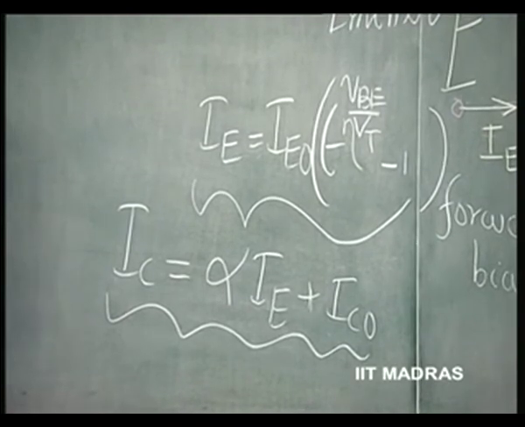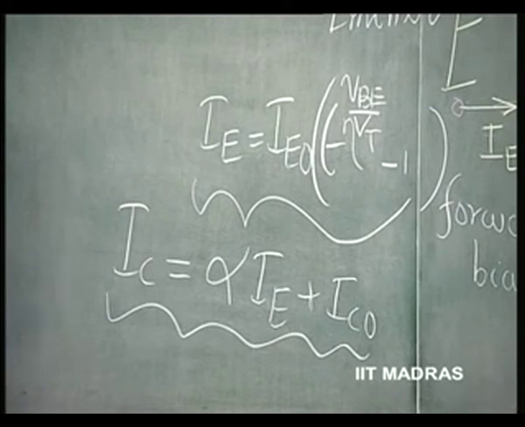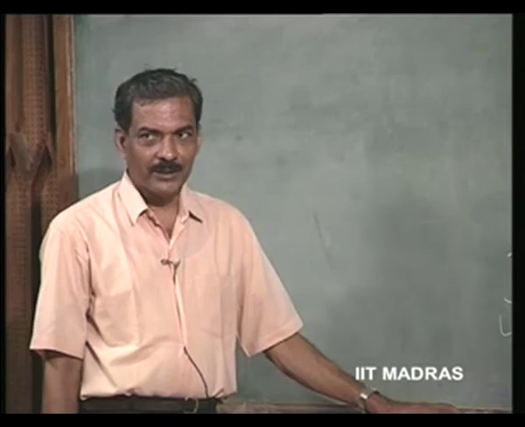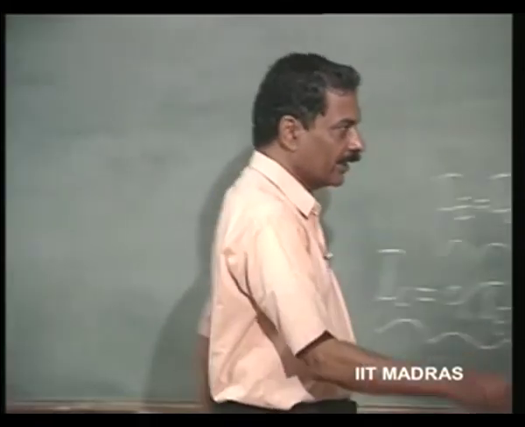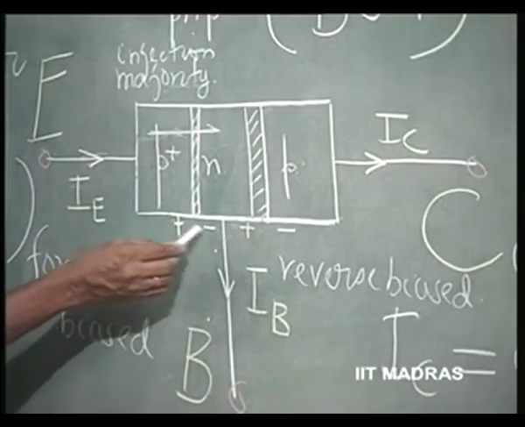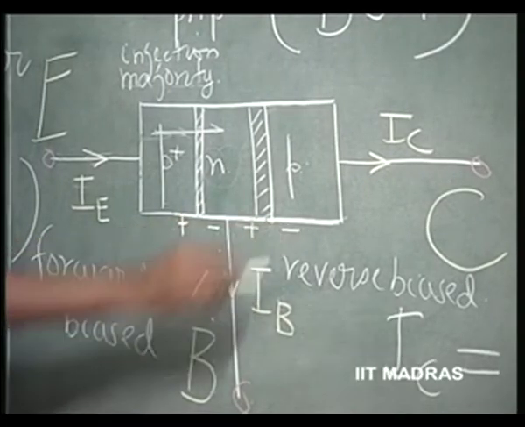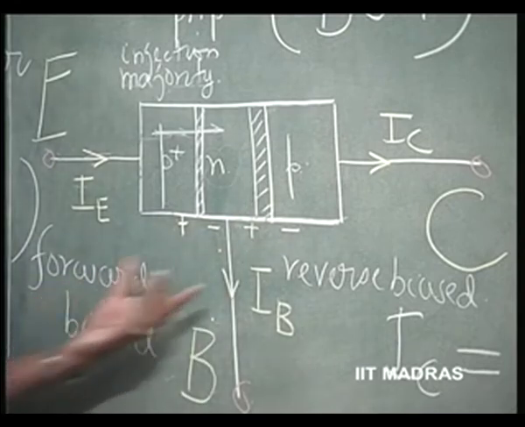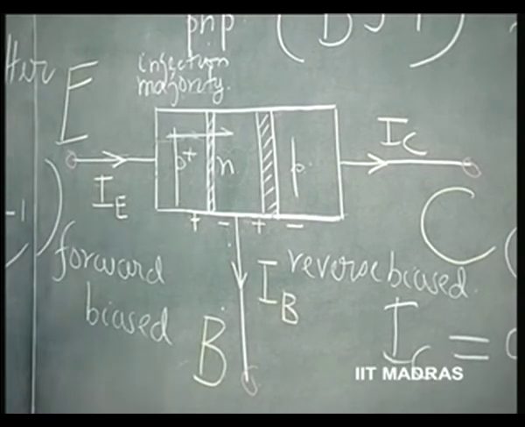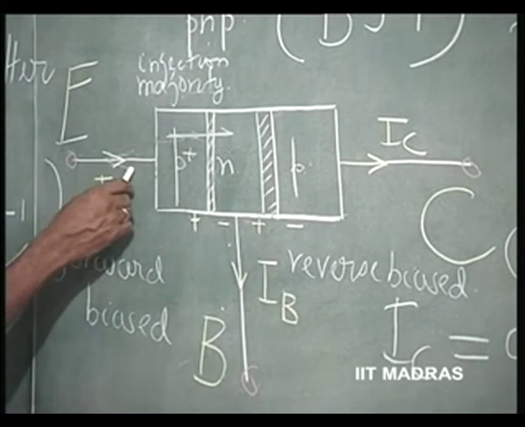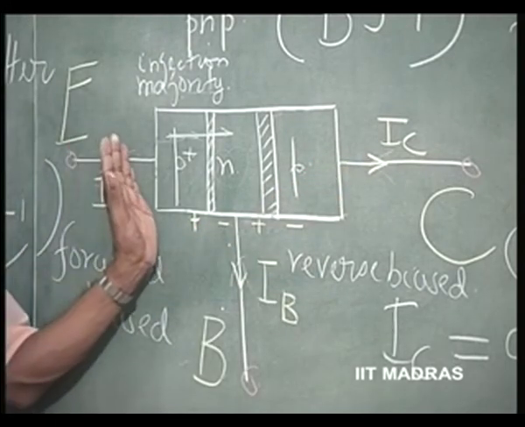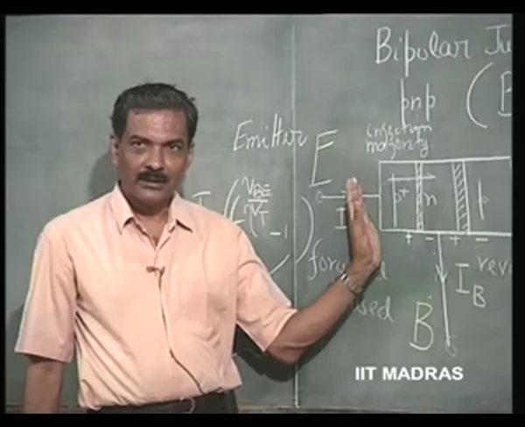This is valid whether the transistor is PNP or NPN. It does not make any difference. In the case of an NPN transistor, this will be N, this will be P, this will be N, and therefore this is minus, this is plus, this is minus, this is plus. Then this will be forward bias, and that will be reverse bias again. Only the actual direction of the current will be different. They will be this way, and this way. That is the only difference in the case of an NPN transistor.